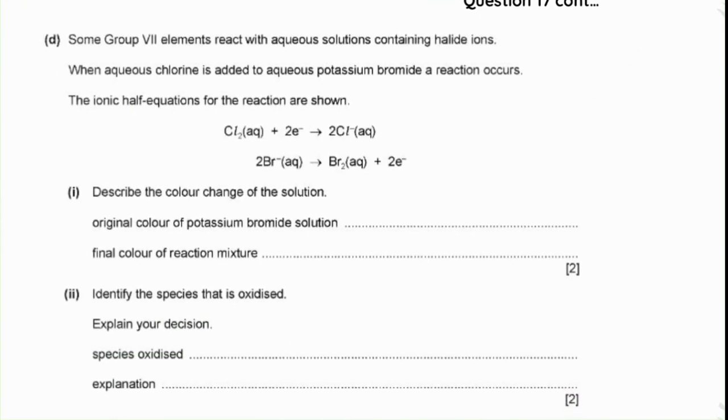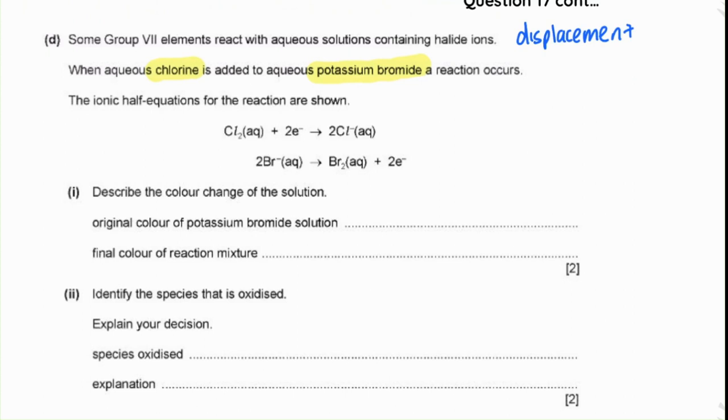Okay, some group 7 elements react with aqueous solutions containing halide ions. So we're talking here about displacement. And in displacement, the more reactive halogen will displace the least reactive halogen. When aqueous chlorine is added to aqueous potassium bromide, a reaction occurs. So in this case, we're adding chlorine by itself to the potassium with the bromide.